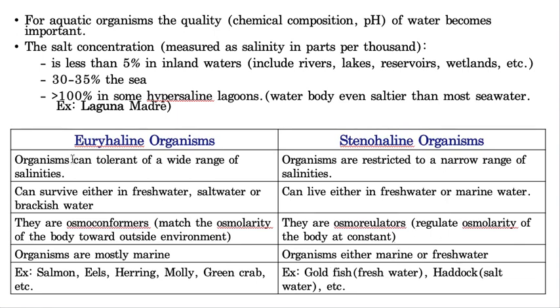Some very important examples I also mentioned here. Eels and herring fishes are examples of euryhaline, whereas goldfish, which is strictly restricted to freshwater, and haddock, which is strictly restricted to salt water, are stenohaline. Hope you understand euryhaline and stenohaline. Organisms which can tolerate fluctuations in salinity are called euryhaline. Organisms which cannot tolerate fluctuations in salinity are called stenohaline organisms.